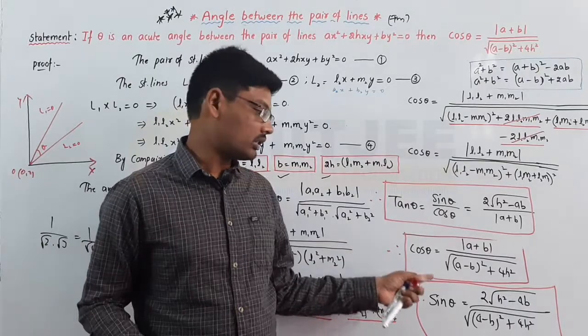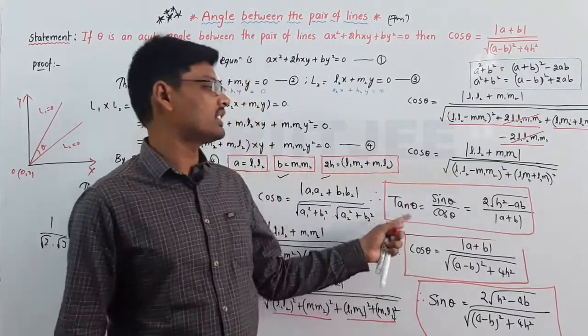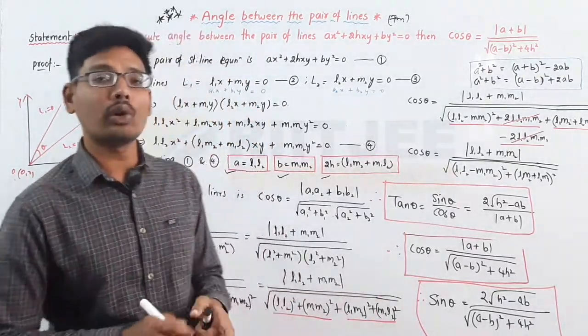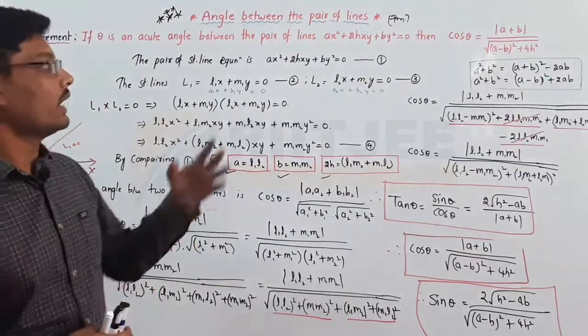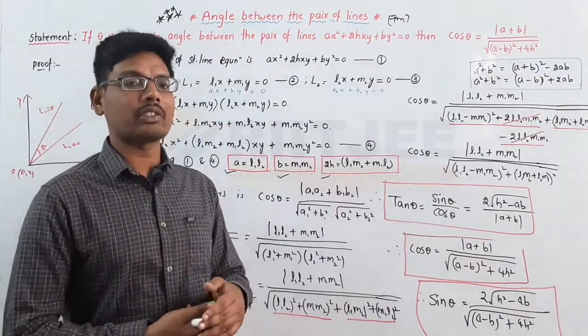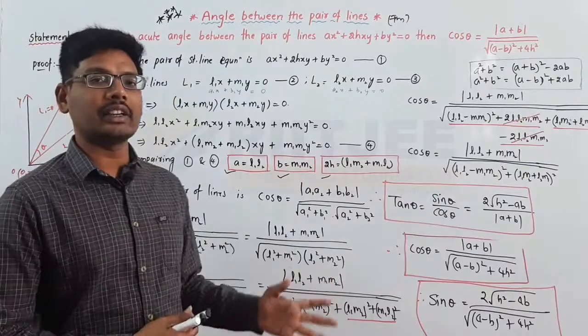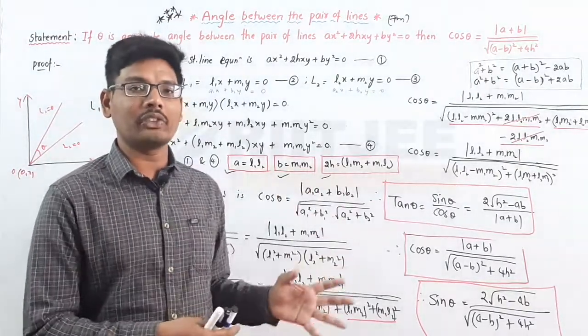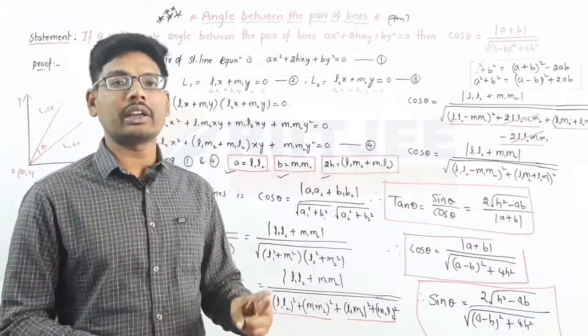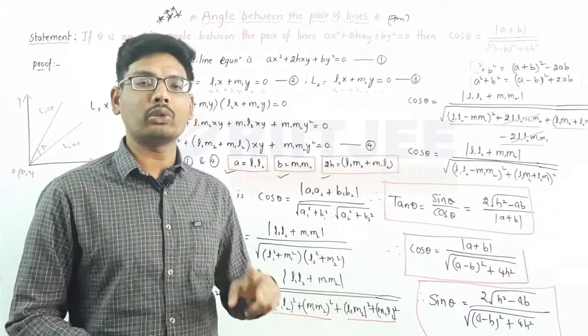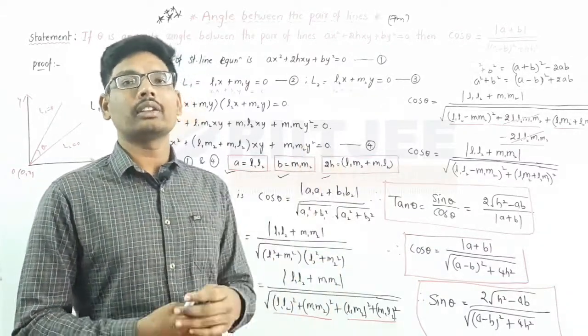This is in terms of cos theta, this is in terms of sin theta, this is in terms of tan theta. This is the most important one for the IP. This is for 7 marks question. You have to remember each and every point. This is a complete solution for the angle between two pair of straight lines. Already we have discussed angle between two straight lines only in last chapter.